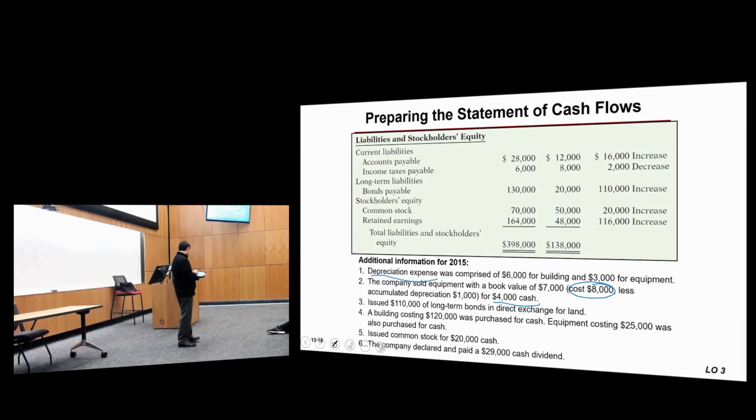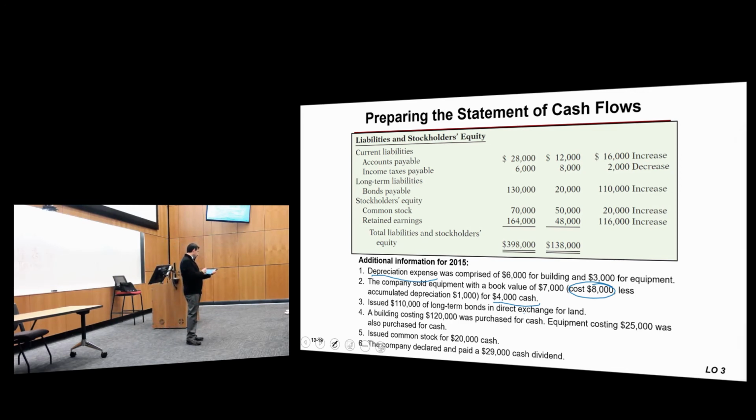You have also, for example, the company issued $110,000 of long-term bonds in direct exchange for land. So they are buying a land, but they are not paying in cash. This is a significant non-cash activity. Remember those ones? This one will not go in the body of the statement. It will go at the bottom as a separate schedule. You say that, okay, the company purchased a land. This is a significant event, but they didn't pay cash. You have to know that because in this case, the change in bonds was not for cash. The change in bonds was due to the purchase of a land.